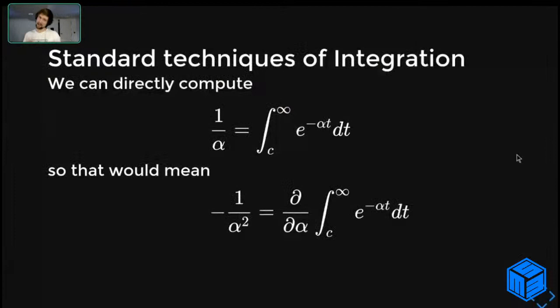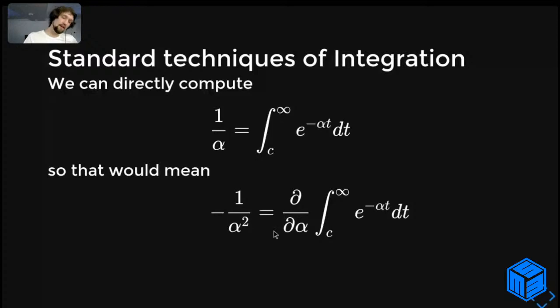So standard techniques of integration tell us that this integral equals 1 over alpha. This c should be a 0, actually. It really should be a 0 for this to be true. Let's pretend that c is 0 and march on forward. What can we say about the derivative of this function? Like, I can take the derivative of 1 over alpha just fine. On the left, that is a-okay. But on the right, a little awkward to deal with the derivative of an integral.